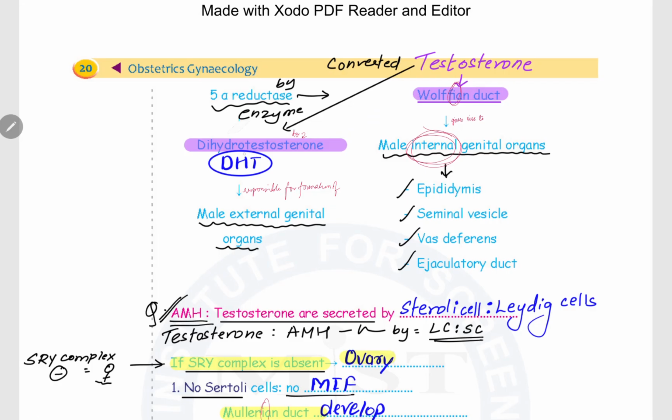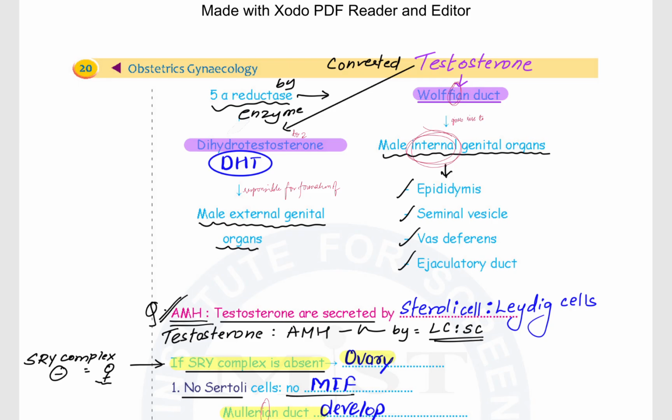So testosterone is converted to DHT by which enzyme? 5-alpha reductase enzyme. Why is this enzyme important? Because if this is not present due to any reason, DHT will not form and there will be no male external genitalia, because DHT is essential for male external genitalia. Wolffian duct is just doing internal organs development.